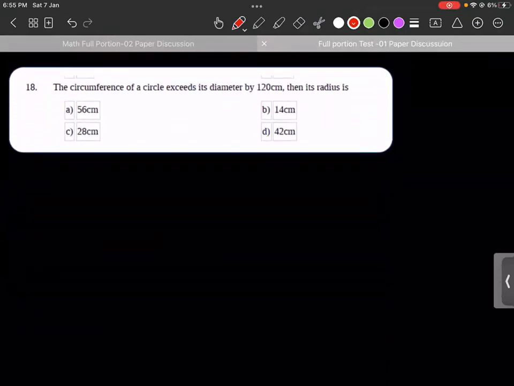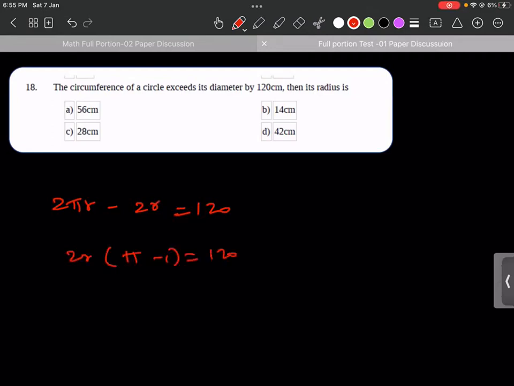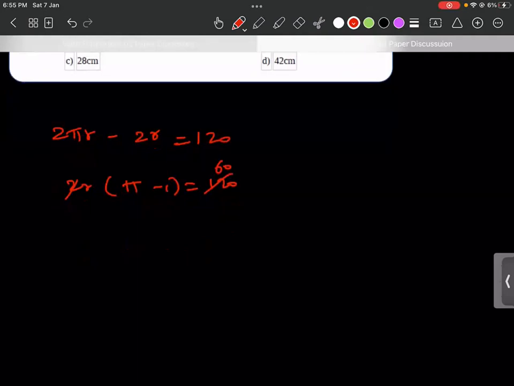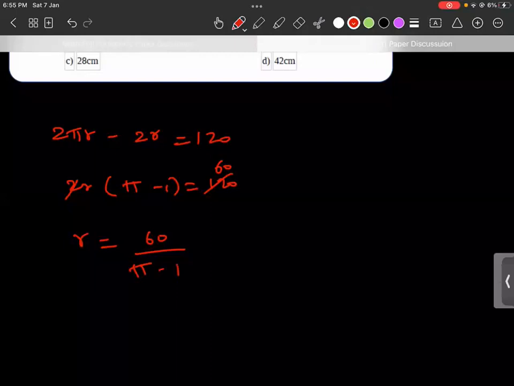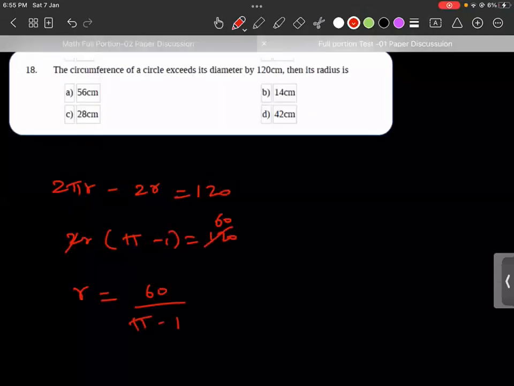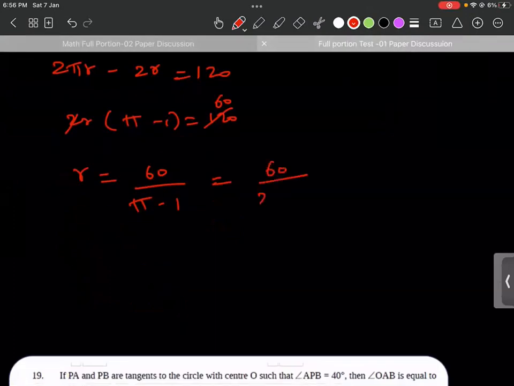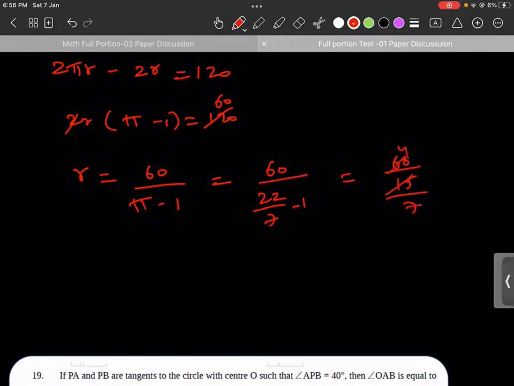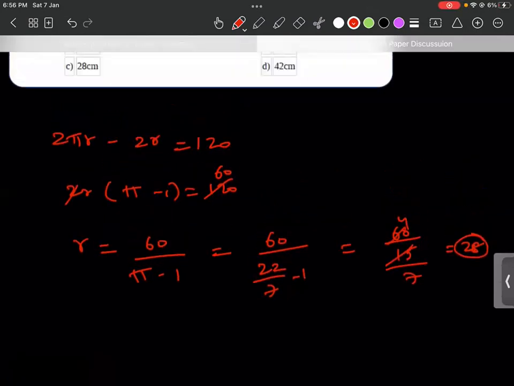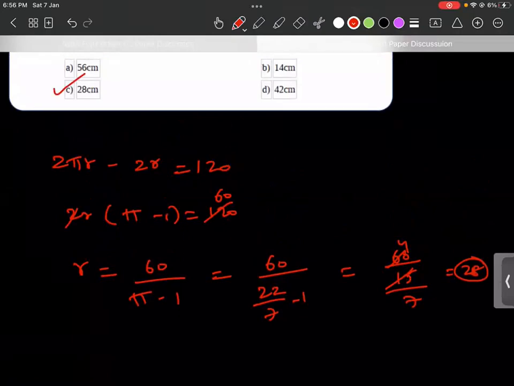So the circumference of a circle, 2 pi r, exceeds its diameter by 120. So 2r into pi minus 1 is equal to 120. This goes 60 times. So r is equal to 60 divided by pi minus 1. So it will be 60 divided by, pi is 22 by 7, minus 1. So 60 divided by 15 by 7, this goes 4. Answer will be 28. Right? It is 28 centimeter.